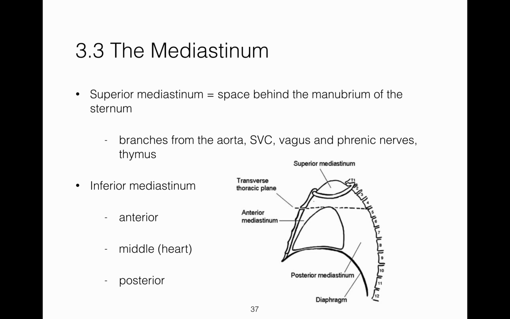The mediastinum. The superior mediastinum is the space behind the manubrium of the sternum. Within the superior mediastinum are the branches of the aorta, the superior vena cava, the vagus and phrenic nerves, and the thymus. The inferior mediastinum has 3 parts: anterior, middle, which importantly houses the heart, and posterior.